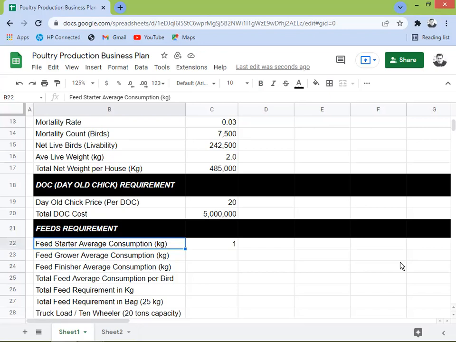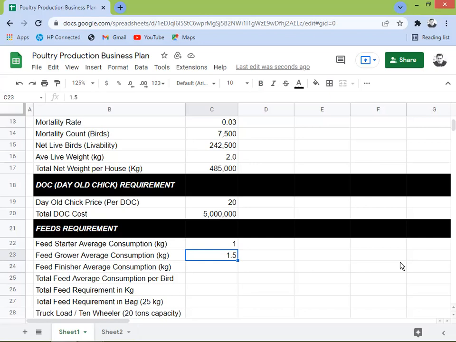For the bird's entire life, 45 days or even less than 45 days to harvest, one kilogram consumption of the feeds for the starter. And for the grower feed, that would be 1.5. That's average. Your feed conversion ratio, FCR, is one KPI, key performance indicator, that you're going to monitor once you are running the houses.